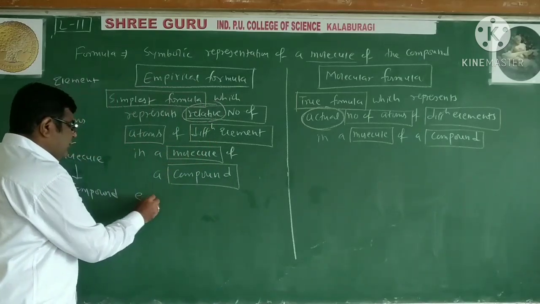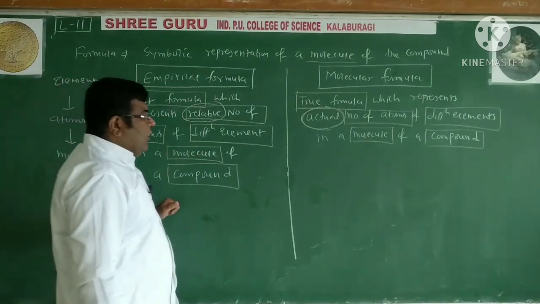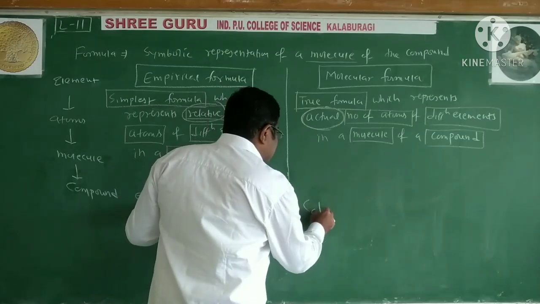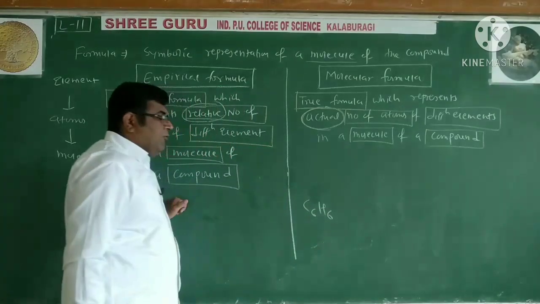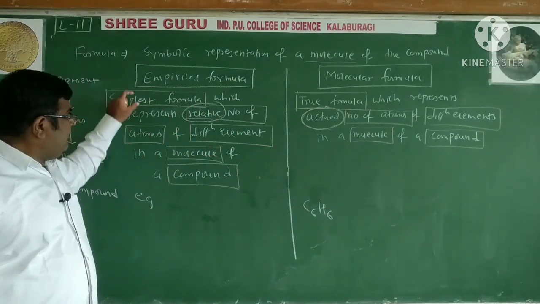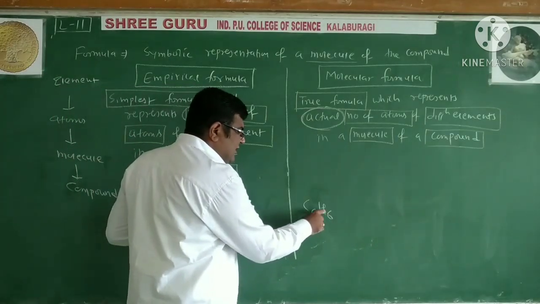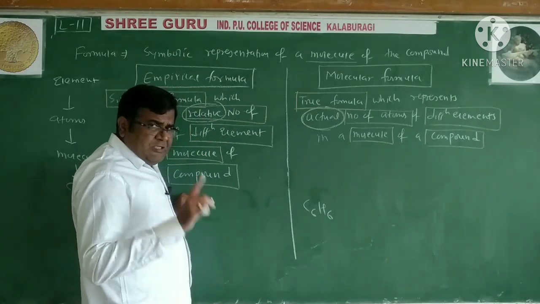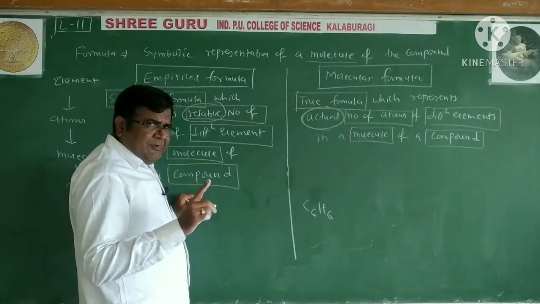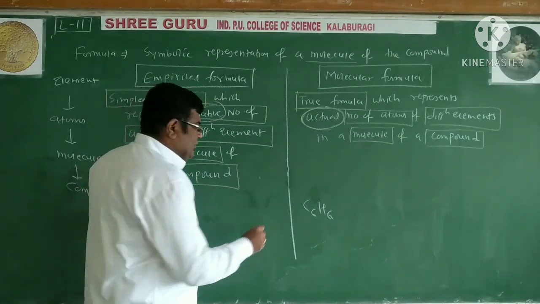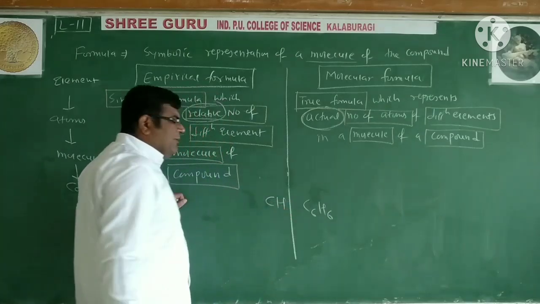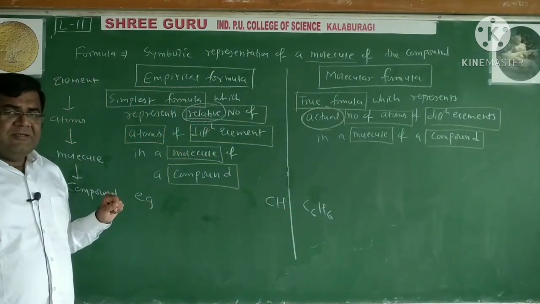Example: the molecular formula of benzene is C6H6. What would be the empirical formula? Relative number. There are 6 atoms of carbon, 6 atoms of hydrogen. Means for one carbon atom, there is one atom of hydrogen. So the empirical formula will be only CH.